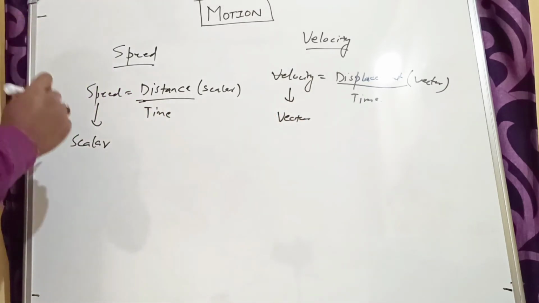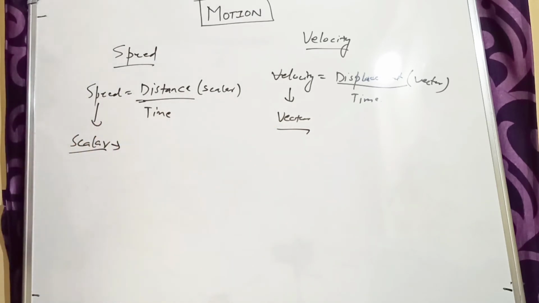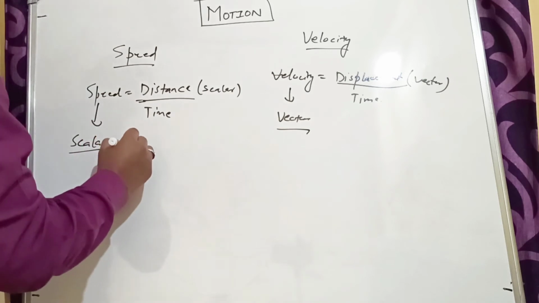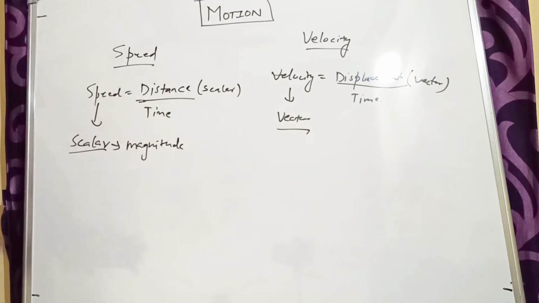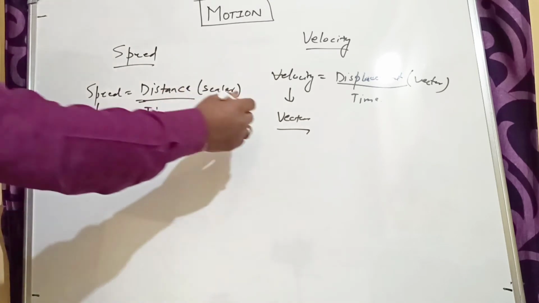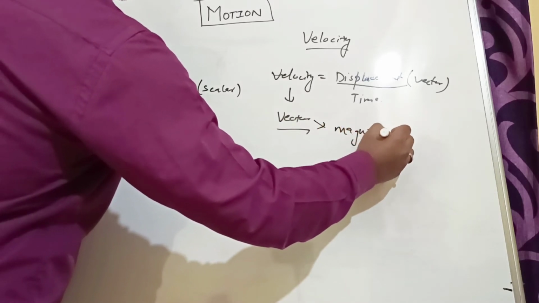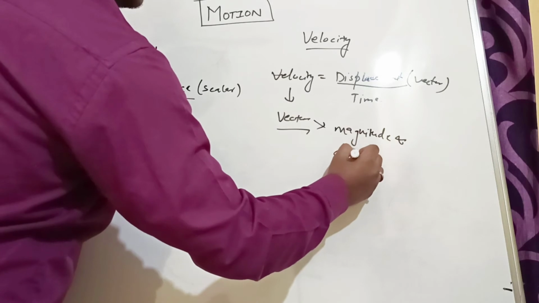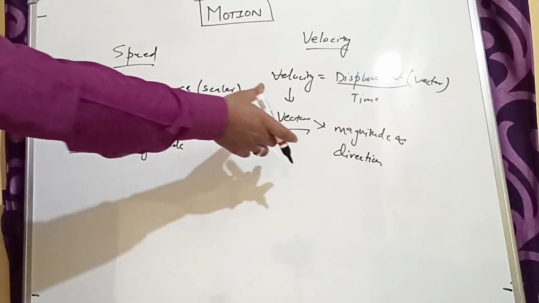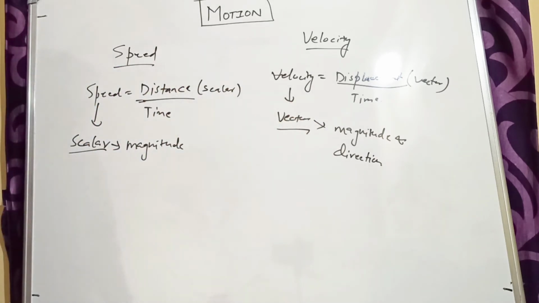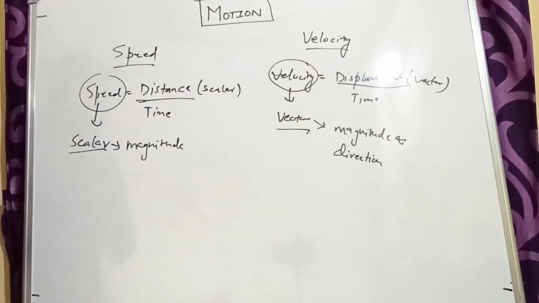Now what do you mean by scalar and vector quantities? Scalar quantities are the quantities which have only magnitude and have no effect from direction. But in case of vector quantities, magnitude and direction both are important. So this is the basic difference between scalar and vector quantities, and speed is a scalar quantity and velocity is a vector quantity.